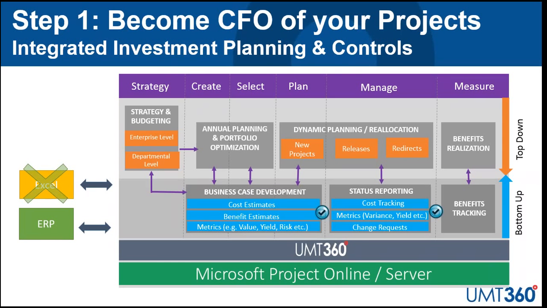So what does it look like to integrate investment planning and controls across the traditional PPM lifecycle? And here you see it here. I've broken down the traditional lifecycle into core phases of strategize through create, select, plan, manage, and measure. So when I think about how UMT360 here is seamlessly extending Project Online or Microsoft Project Server, in the strategy phase, we provide the ability to establish a portfolio hierarchy. It could be by department, it could be by portfolio, by program, and more importantly, record true top-down budgets at different levels within that hierarchy. And then the ability to unify budgets, roll up budgets from the underlying projects from the bottom-up perspective.